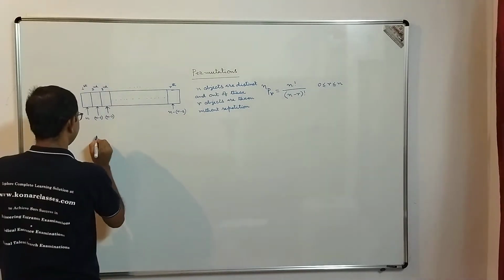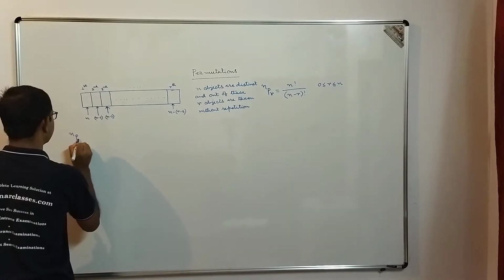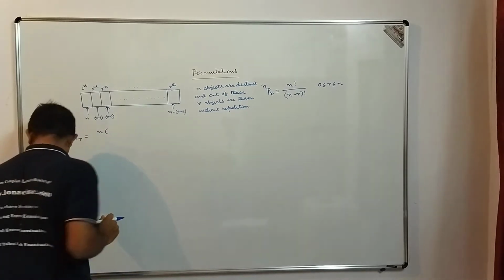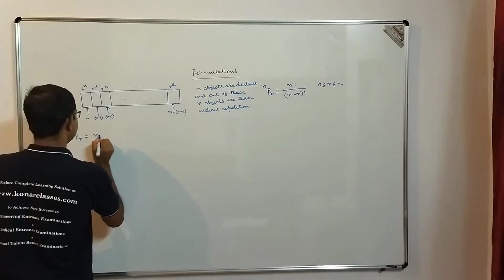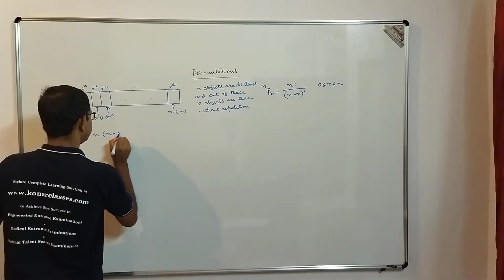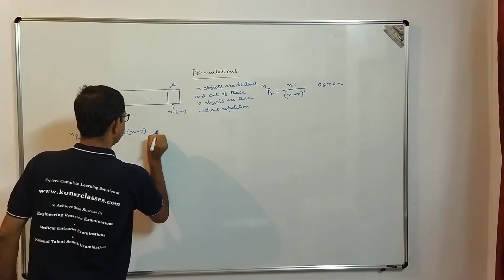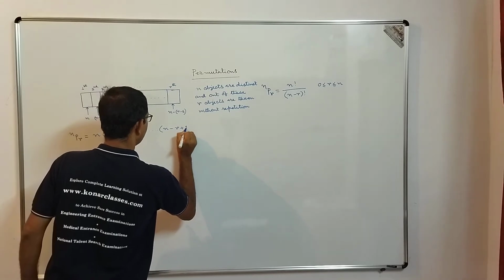So what we get is that NPR is equal to n into n minus 1 into n minus 2, and in that way it continues till n minus r plus 1, correct?